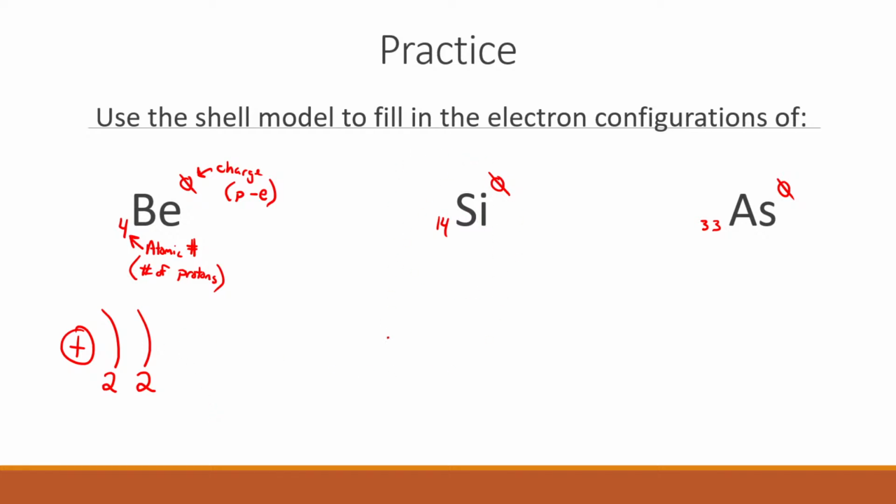We can do the same thing with silicon over here. I've got 14 protons, charge of 0, which means I also have 14 electrons. I've got to put 14 electrons in these shells. I want to start with the shell closest to the nucleus, which can only hold 2. Then I've still got 12 electrons left to put. Only 8 of those fit in the second shell. I still have 4 electrons left to put. And so you fill from the closest to the nucleus moving outwards.